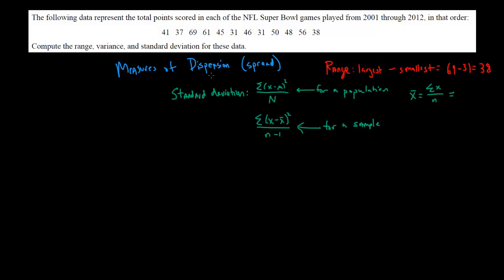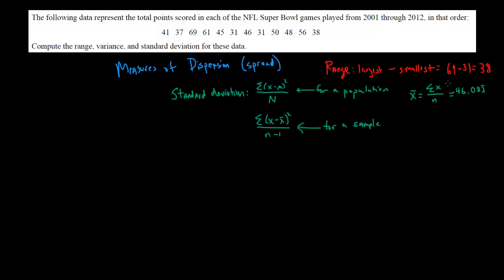Now, how many data points do we have? 1, 2, 3, 4, 5, 6, 7, 8, 9, 10, 11, 12. So there's 12 data points. So we have 553 divided by 12. And the mean is, let's see, 46.083 repeating. Okay? So that is our sample mean.